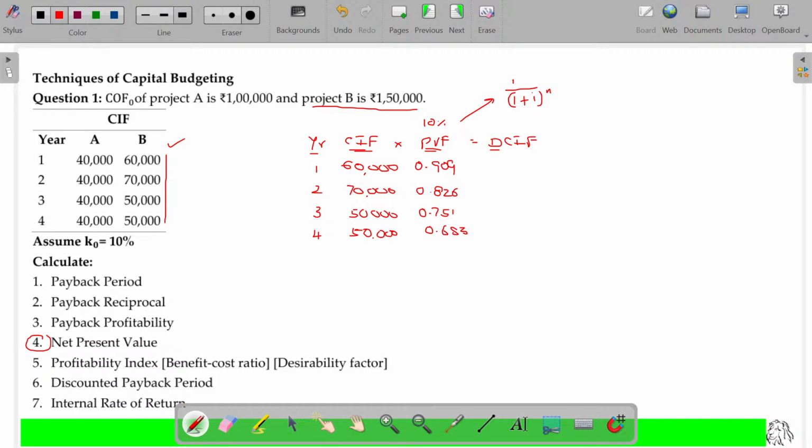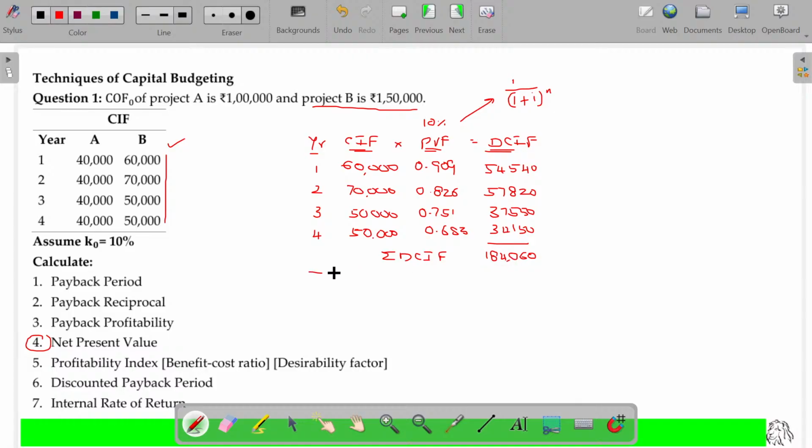Right. So for the first year, 60,000 into 0.909 is 54,540. For the second year, 57,820. Third year, 37,550. Fourth year, 34,150. Now the summation of discounted cash inflow for all the 4 years is 1,84,060.